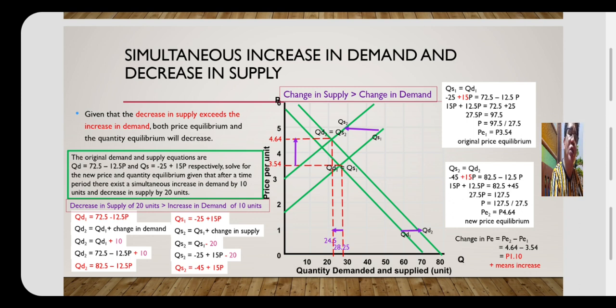So how much is the change in price equilibrium? The change in price equilibrium is 1.10, and it is positive. Positive means an increase in price equilibrium, where the new price equilibrium is 4.64 and the original price equilibrium is 3.54. Getting the difference of these two values, we arrive at 1.10 positive, meaning to say the price equilibrium increased by 1.10 pesos.